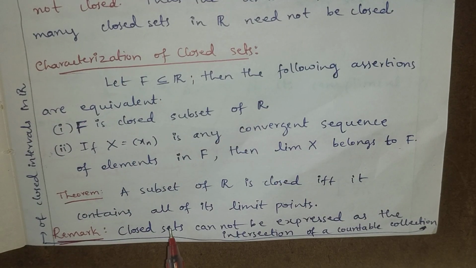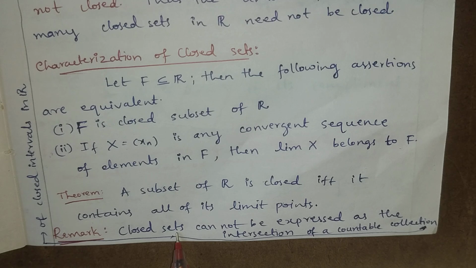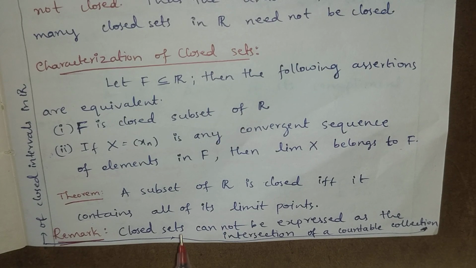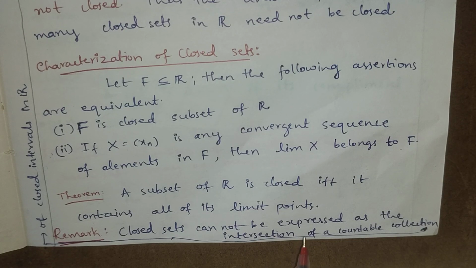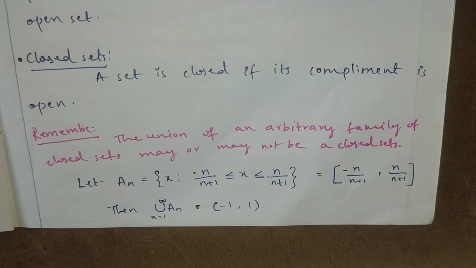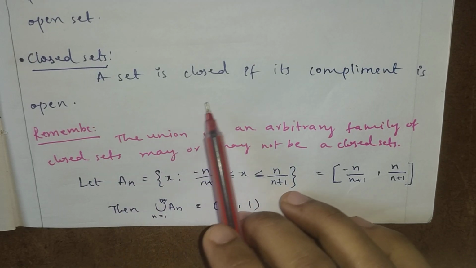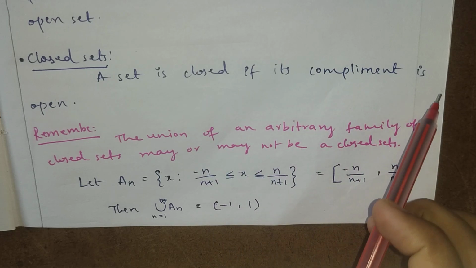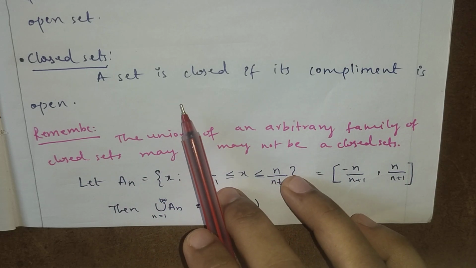Closed sets cannot be expressed as the union of countable disjoint closed intervals in R. This is what we told in the case of open sets: a subset of R is open if and only if it is the union of countably many disjoint open intervals. Similarly, in the case of closed sets, we cannot express closed sets that way. When we check whether a given set is closed or not, a set is closed if and only if its complement is open. Okay, this is another point.